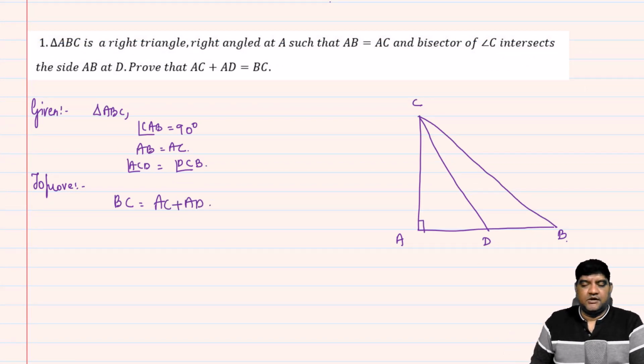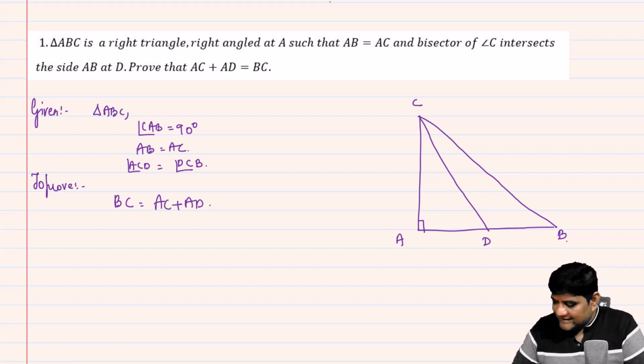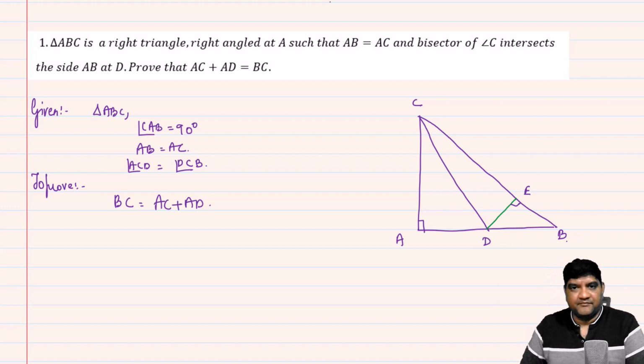So that's your given and to prove. The construction that we need to do here is to draw a line from D, let's say DE, and this line DE is going to be perpendicular to BC. That's the construction.